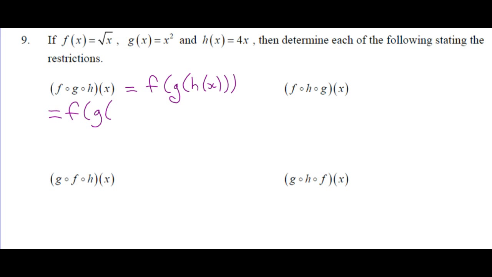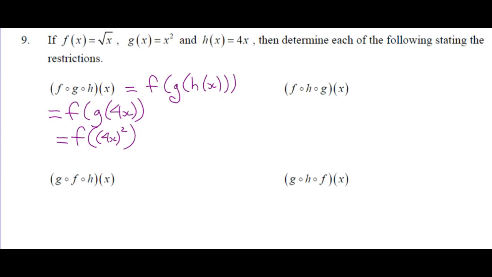4x. So the input to g is 4x. Okay, and we only need 2 parentheses now. What does g say to do with a 4x? It says to square it, so it becomes f of 4x quantity squared, right? So h of x says, take your input, multiply it by 4. Wherever you see h of x, you can replace it with 4x. That's what the equal sign means.